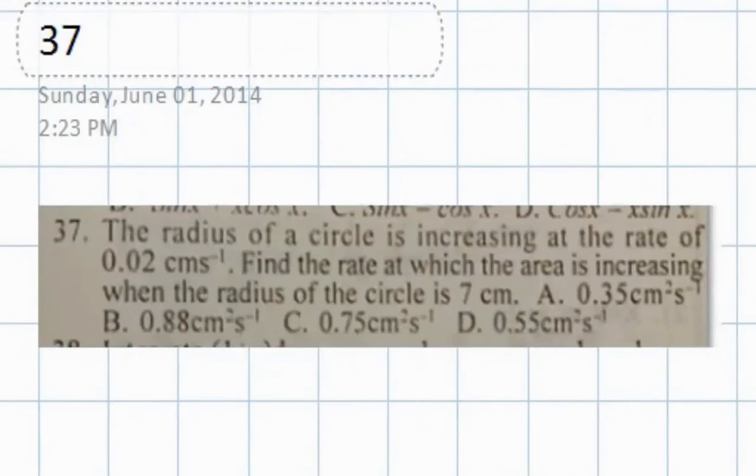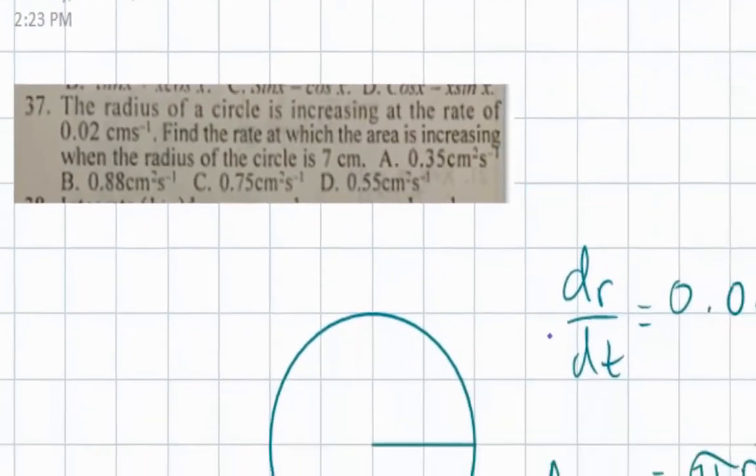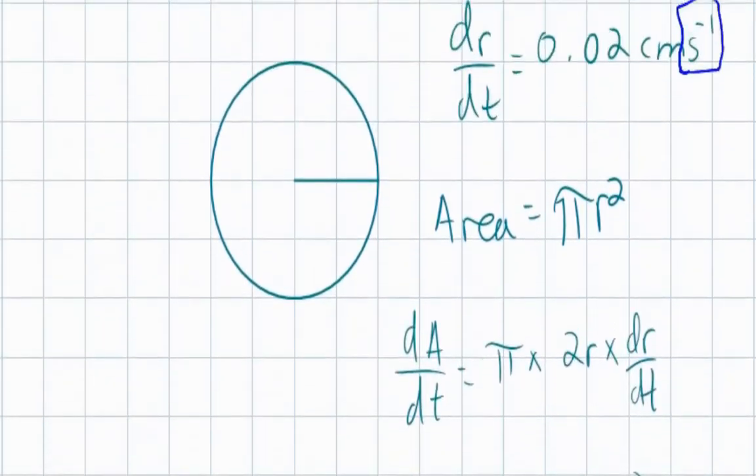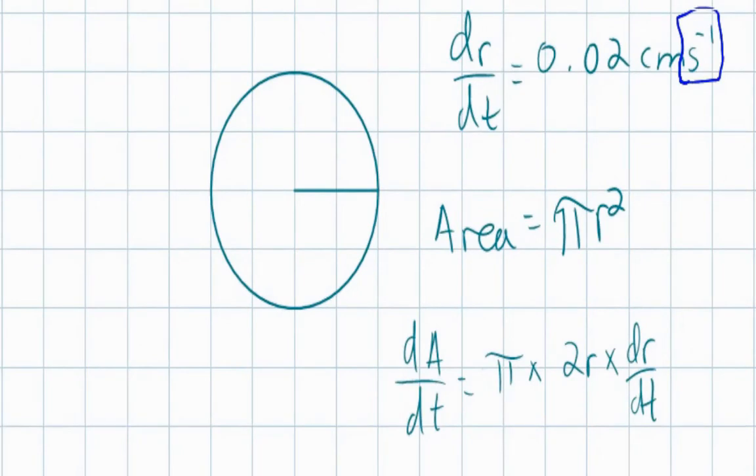Question 37 says the radius of a circle is increasing at the rate of 0.02 centimeters per second. Find the rate at which the area is increasing when the radius of the circle is 7 centimeters. So first off, we know that the rate of the radius over time is increasing at a rate of 0.02 centimeters per second. Remember that when you see second inverse, you can just read that as per second. We also know what the area of a circle is. It's pi r squared.